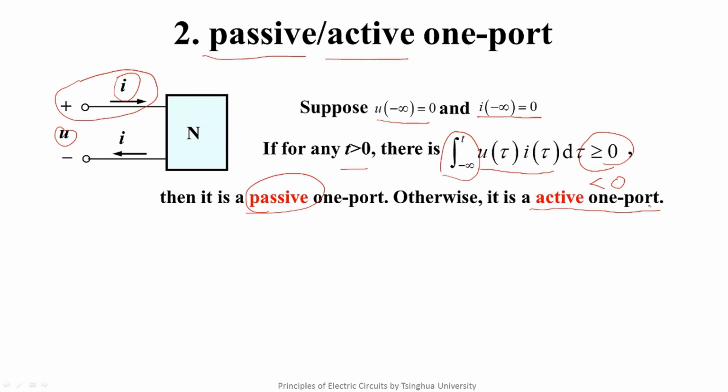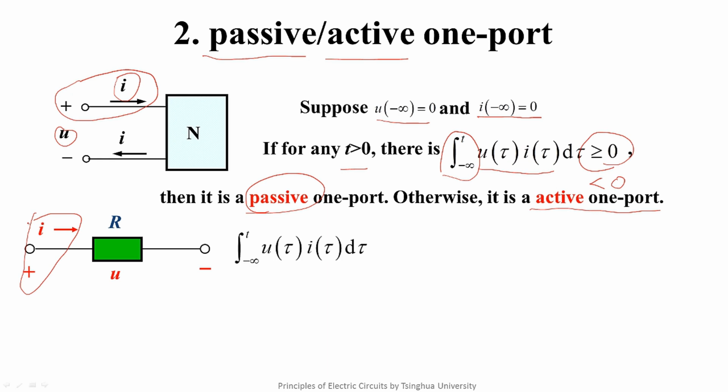This definition seems very boring and difficult to understand. We will discuss two examples. For a resistor, please note that we represent the resistor's voltage and current reference directions in the associated way. We calculate the formula. For a resistor, if the voltage and the current are associated, as we know, we can use Ohm's law, U equals R times I. So the integrand is U(τ) I(τ), which is equal to R times the square of I(τ).